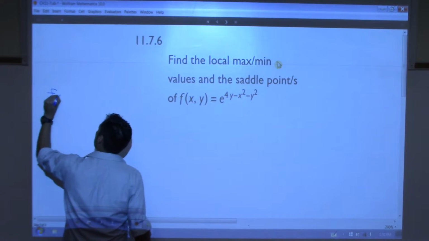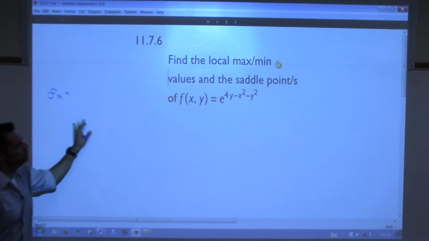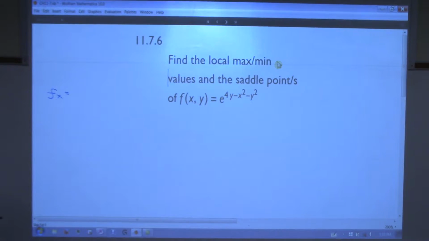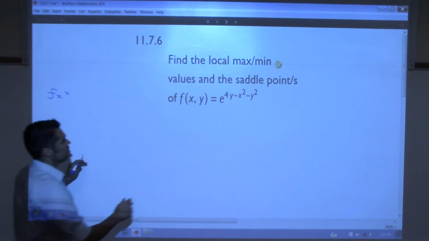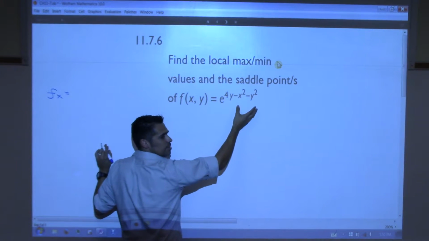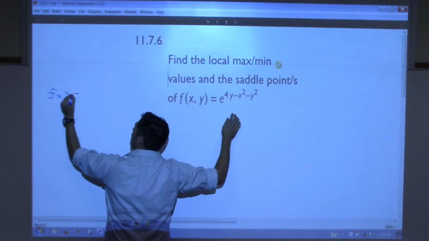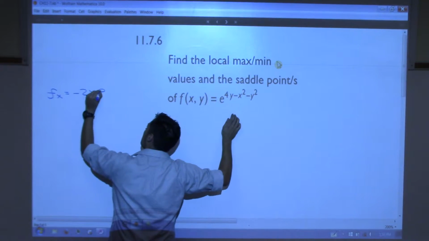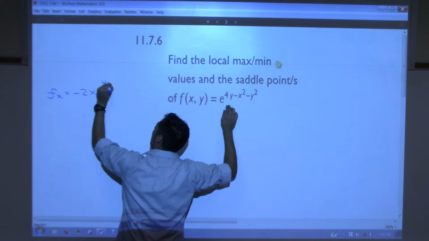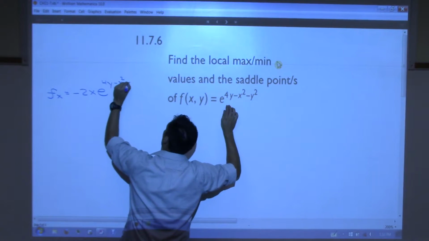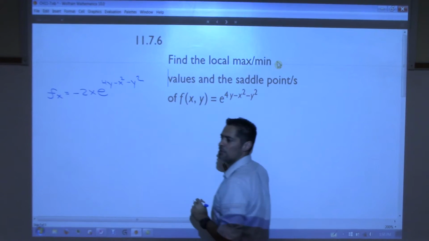What's the partial of f with respect to x? It's the whole thing times negative 2x. So derivative of e to anything is itself, but then derivative of what's up here with respect to x is negative 2x. So I'm going to write negative 2x e to the 4y minus x squared minus y squared. Questions on the partial with respect to x?